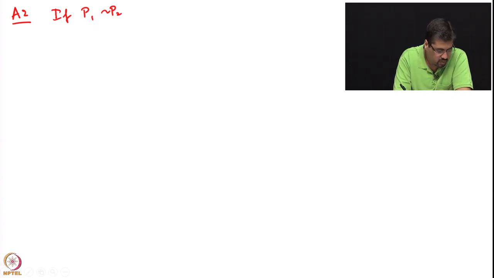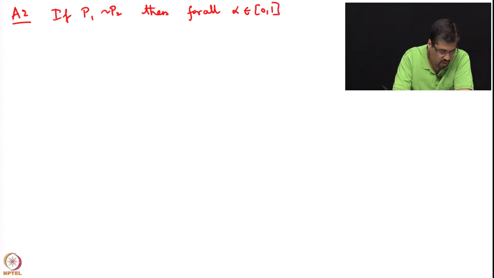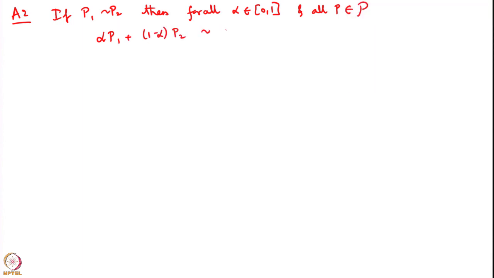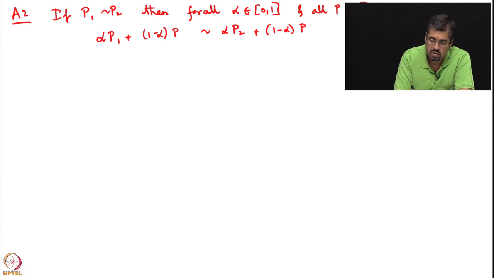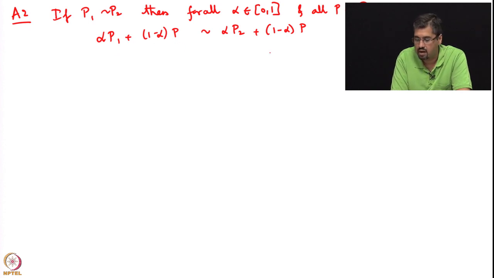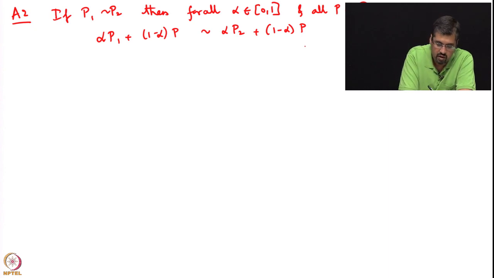Now, assumption A2 says that if P1 is equivalent to P2, then for all alpha in (0, 1) and all P in the set of lotteries, alpha P1 plus 1 minus alpha P is equivalent to alpha P2 plus 1 minus alpha P. So what this is saying is that if P1 and P2 are equivalent, then you can mix them in the same proportion with a third lottery P, and the mixed lotteries would also be equivalent.